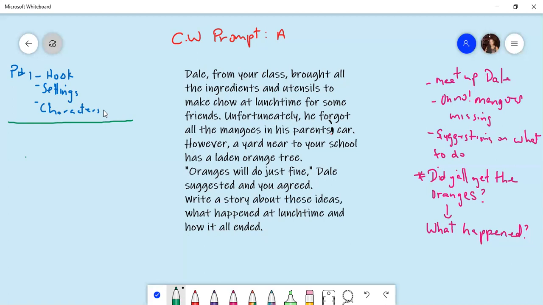So look at the prompt. Unfortunately, he forgot all the mangoes in his parents' car. However, a yard near to your school has a laden orange tree. Oranges will do just fine, they suggested, and you agreed. Write a story about these ideas, what happened at lunchtime, and how it all ended.